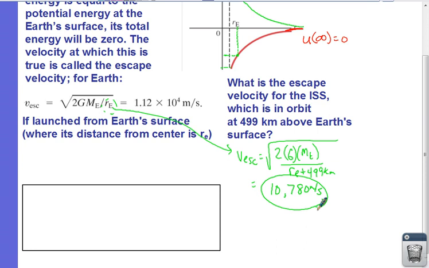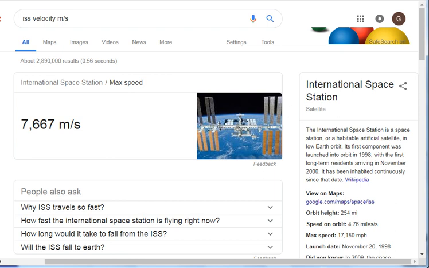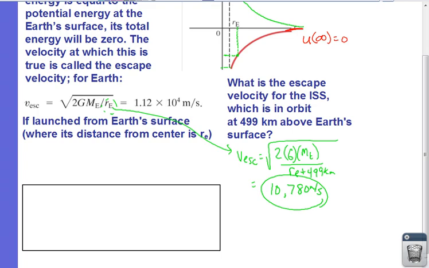Now let's see, I think I have some information. There we go. Here is the speed right now of the International Space Station as it orbits the Earth in a nearly circular orbit. It's about 7,667 meters per second. It's traveling about 4.76 miles per second. Its orbital height is about 254 meters. If I wanted to escape the Earth's gravitational pull, if I were on that ISS, I might need to fire the rocket engines and get up to this speed.